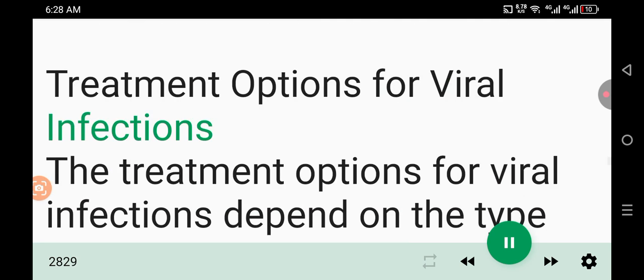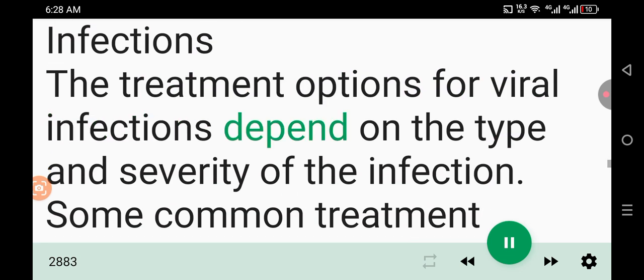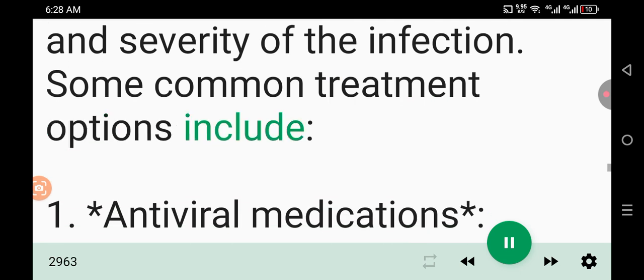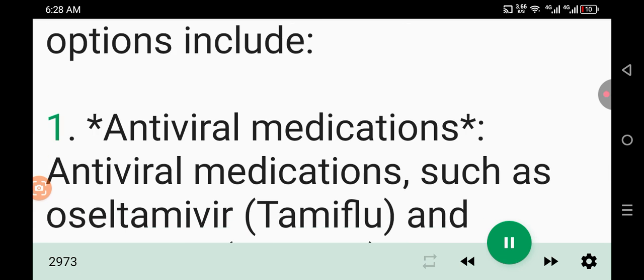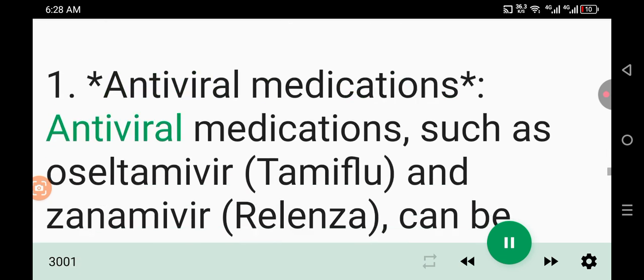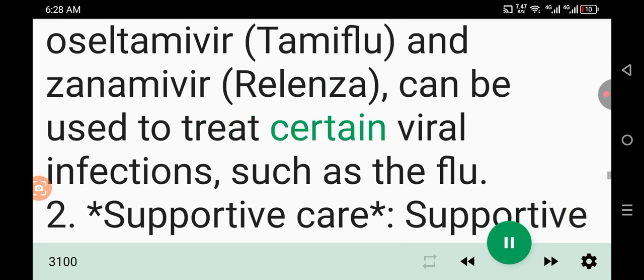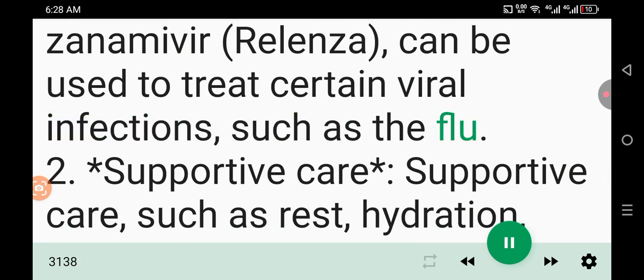Treatment options for viral infections. The treatment options for viral infections depend on the type and severity of the infection. Some common treatment options include: 1. Antiviral medications. Antiviral medications, such as oseltamivir (Tamiflu) and zanamivir (Relenza), can be used to treat certain viral infections, such as the flu.